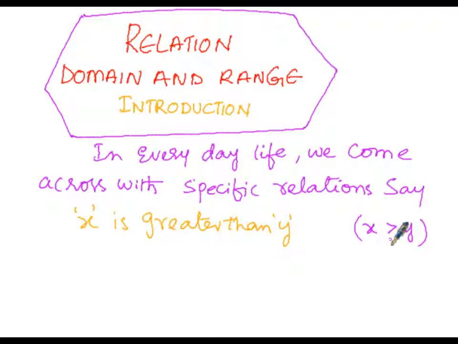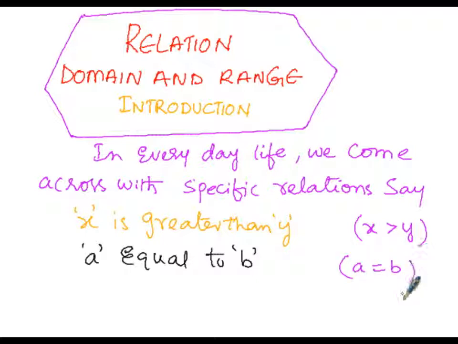Then now let us take one more example, that is A equal to B. Mathematically we can write it as A is equal to B. Here the symbol which we use is the equal to symbol, and the formula which we use in this relation is equal to.